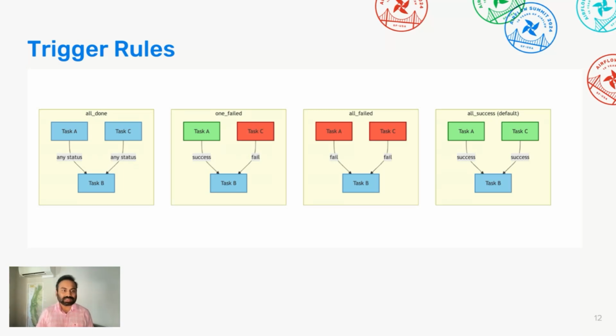So in this case, we have tasks A, B, and C. Task B has a dependency on tasks A and C. So we have to define how and when task B executes. There can be multiple scenarios: task A can succeed, task C can succeed, both can fail, or either of them can fail. To achieve the correct behavior, we need to define on task B when it should run. Some of the trigger rules are all done, one failed, all failed, and all success. These are illustrated in the diagram.